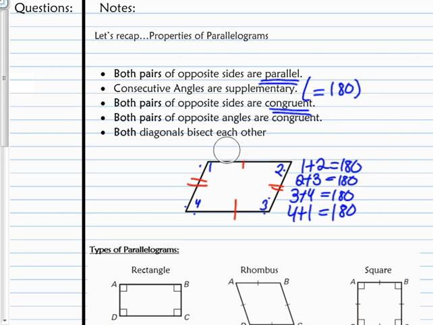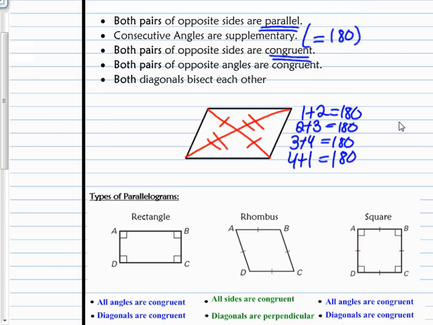If it is a parallelogram, then the opposite angles are congruent. Angles that are across from each other, not touching, but across, because they are supplementary to the ones that are touching them. Opposite angles are congruent. And then the last condition is that both diagonals bisect each other. So this diagonal here, this piece was cut in half, and that diagonal was cut in half. They're not congruent. Parallelogram diagonals are not congruent. They bisect each other. So now we're going to move specifically into the three types of parallelograms that we're discussing today: rectangles, rhombuses, and squares.